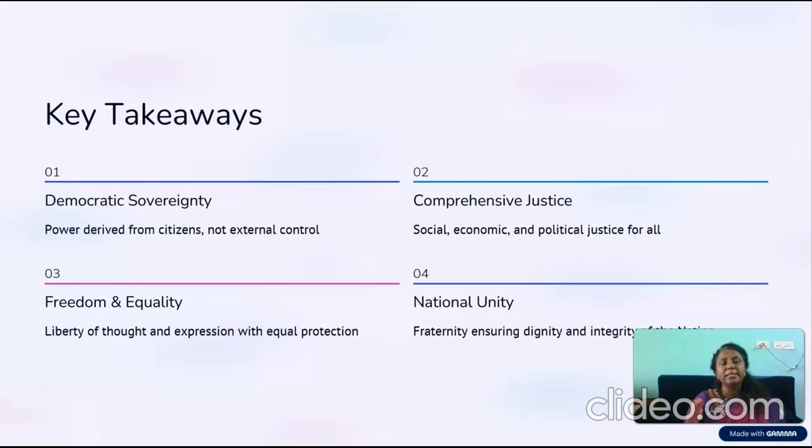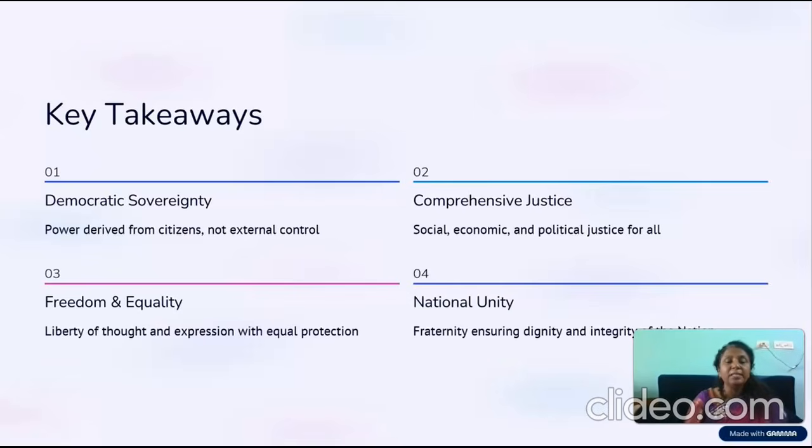So what are the key takeaways of our preamble? Our preamble, as I already told you, is an introduction to our constitution. Once we read our preamble, we'll know it is the essence of our constitution. We know the essence of our constitution.